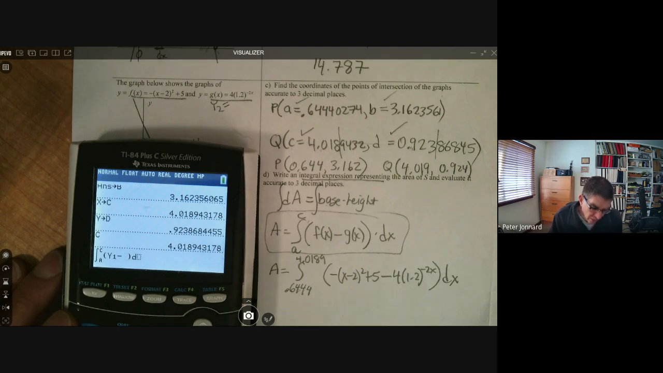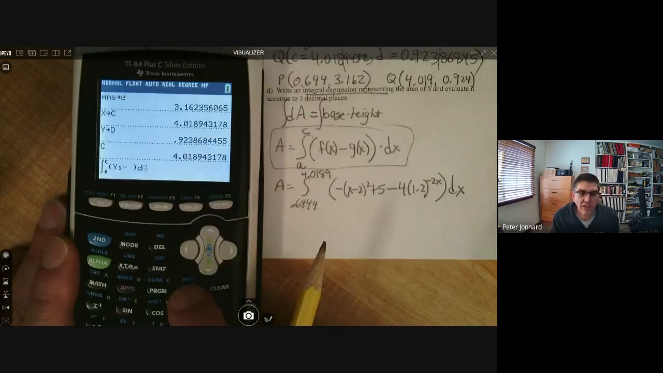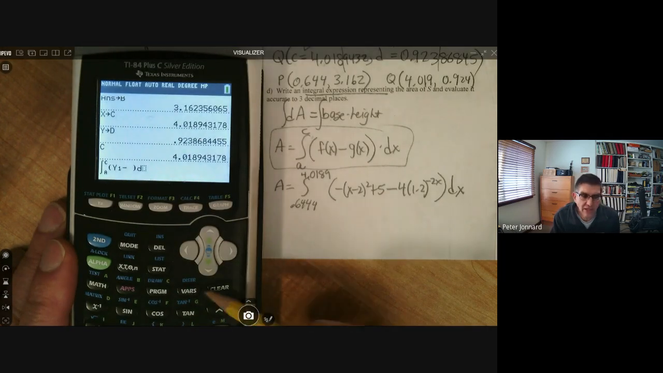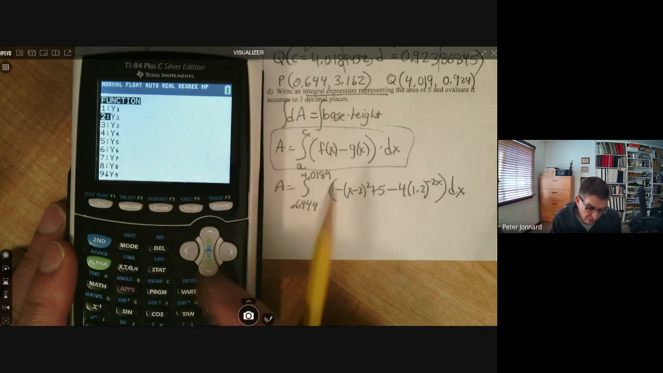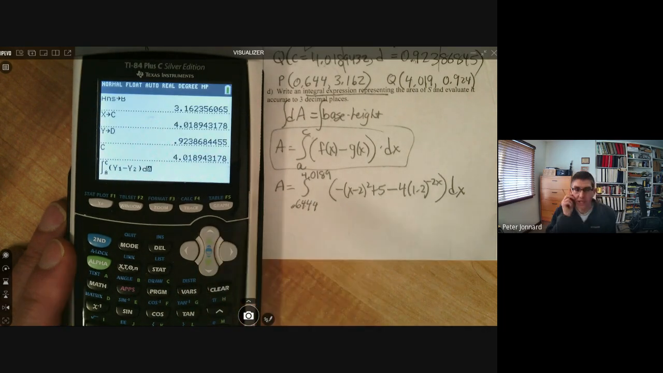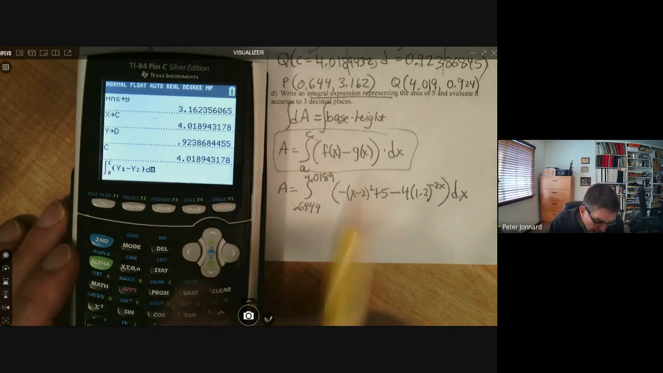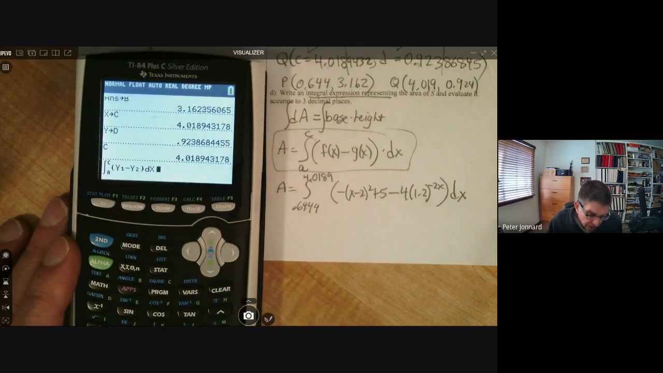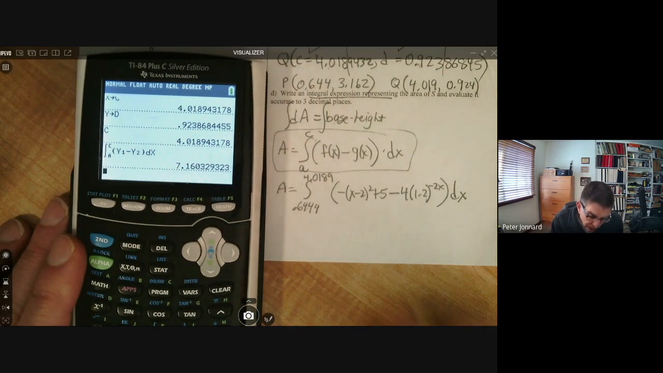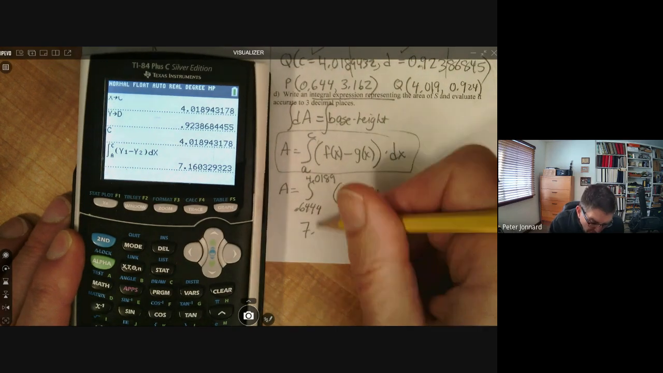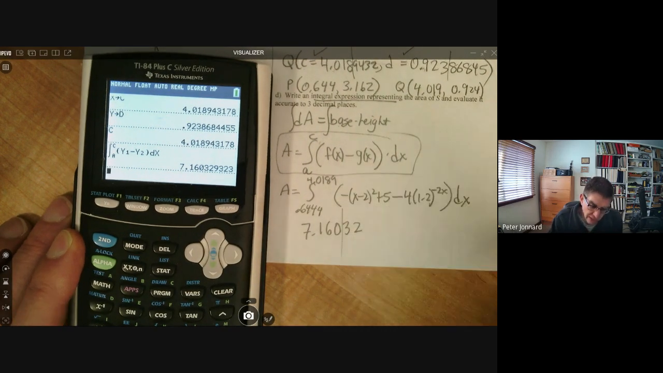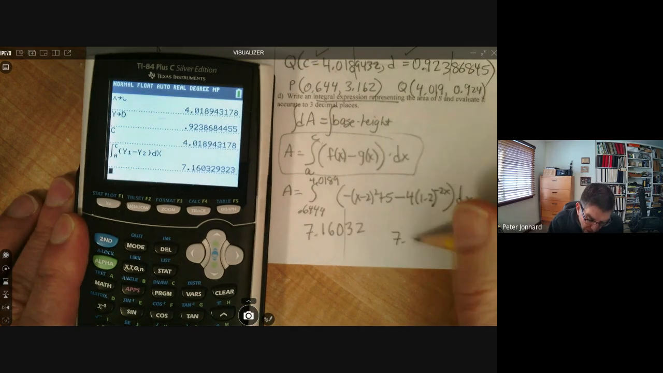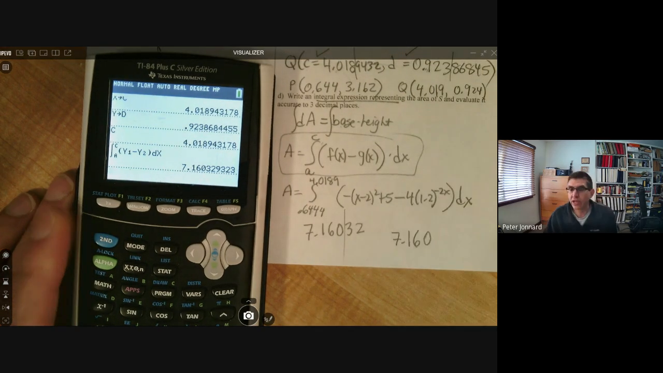And then minus, the way I'm accustomed to doing it is hitting this vars menu right there. I'm accustomed to hitting the vars menu and going into yvars function y2. And there we are. The calculator will sub that in for us. And then I put dx here, and now it's going to work it out. And it gets me the area of 7.16032. And so if I round this, 7.160 is a good answer.